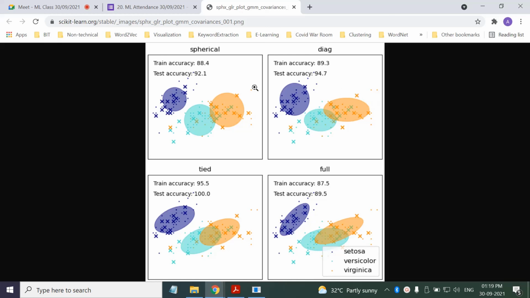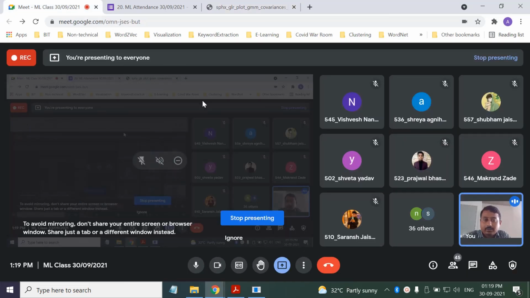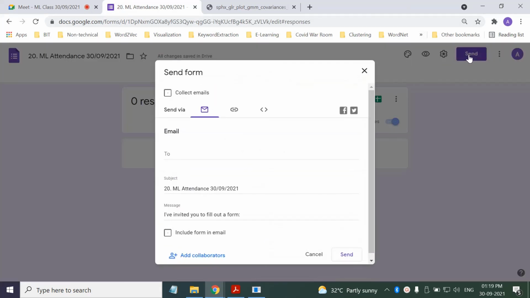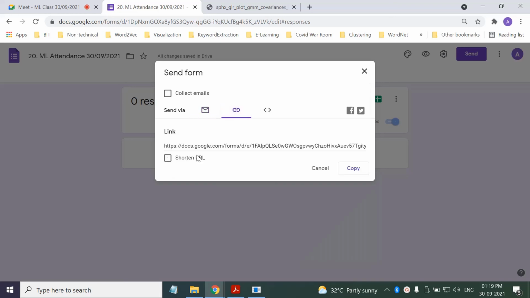So that's all about the Gaussian mixture model. I will share a few links for the Gaussian mixture model, go through them and try to study them. We'll stop here, and with this we conclude that our 2 units are over.